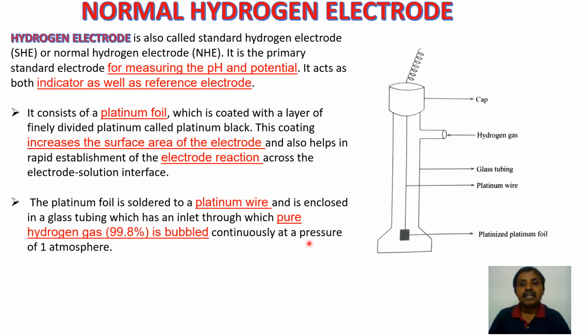This platinum foil is connected with a platinum wire. The platinum foil and the platinum wire are enclosed in a glass tube, with an inlet from where hydrogen gas is supplied at a pressure of 1 atm. The hydrogen gas is pure to 99.8%.